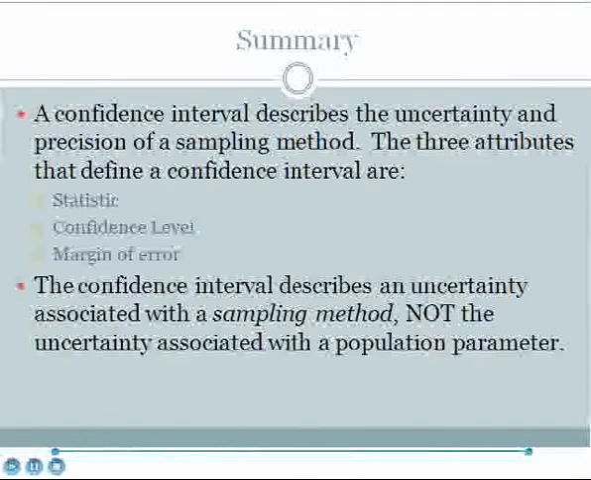In summary, a confidence interval describes the uncertainty and precision of the sampling method. The three attributes of the interval are the statistic, confidence level, and margin of error. The confidence interval describes the uncertainty associated with the sampling method. It gives the percent confidence that, should the sampling method be used again and again, X% of the time, the actual value for the population parameter will be included within the confidence interval. This is not the same as the uncertainty associated with the population parameter. The population parameter is in fact always certain and will either fall within or not fall within a given interval.